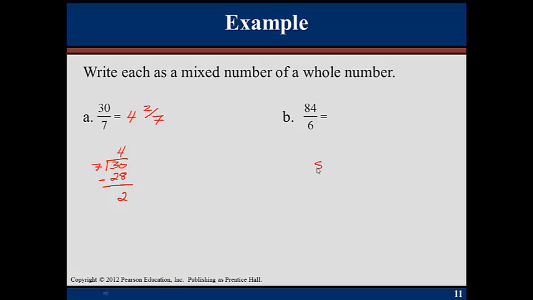Let's do the same thing. We have 84 divided by 6. Well, 6 goes into 8 one time. 1 times 6, well, that's 6. Subtract, you get 2. Drop down your 4. And now you have 24. Well, 6 goes into 24 4 times, with a remainder of 0. So this time your whole number part is 14. The numerator part is 0. And the original denominator was 6. Now remember, 0 over 6 is just 0. So you just write this answer as 14.